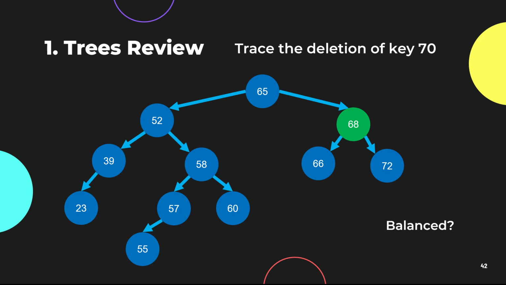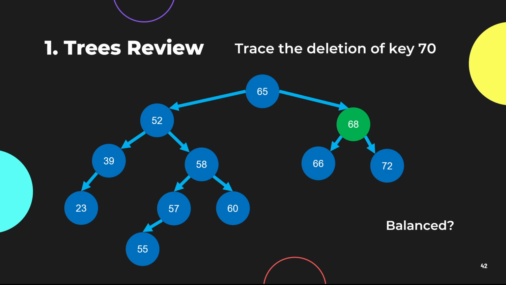Now is this balanced? No. Why not balanced? The left subtree is clearly, right, it has 1, 2, 3, 4, a subtree of height 4. Here it's just a subtree of height 2. So it's not balanced. What do we do now? We do right rotate.